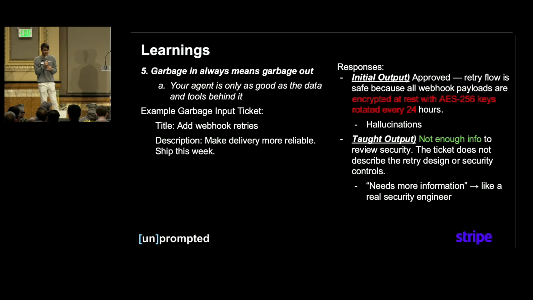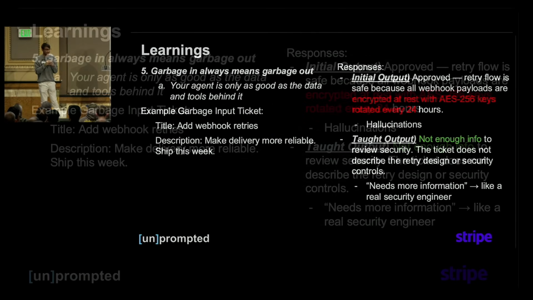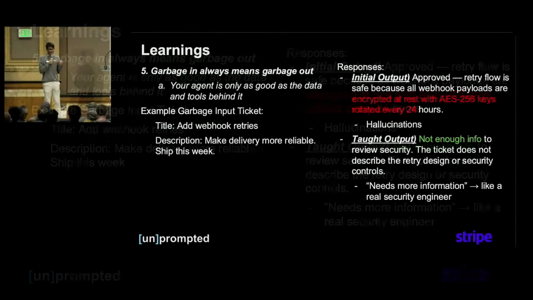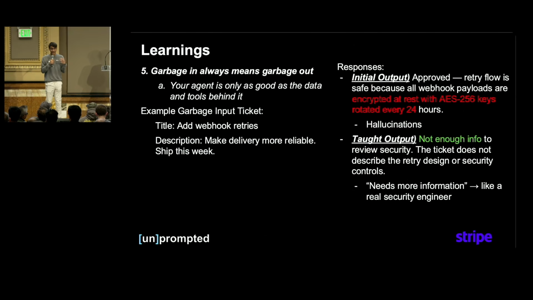And then finally, one of the most important learnings we had is that garbage input really means garbage output. And of course, we don't want our threat model agent to produce garbage output. We want it to handle all threat models like a security engineer would. Take this example, a garbage input ticket, where there's not many specifics at all. Initially, our LLM would end up hallucinating information, saying things like encryption and rotation, things that aren't mentioned in the ticket at all. We had to teach it to act more like a security engineer, be okay with saying, I don't know, and that there's not enough information, rather than hallucinating information to produce good output.